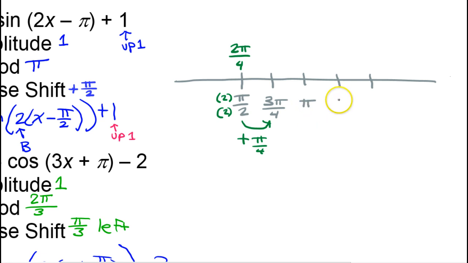If I add another pi over 4, that would be 5 pi over 4. And if I add another pi over 4, that would be 6 pi over 4. But this reduces down to 3 pi over 2. So these are the marks that we will have. Now I'm just going to erase these extra marks and get them out of my way.